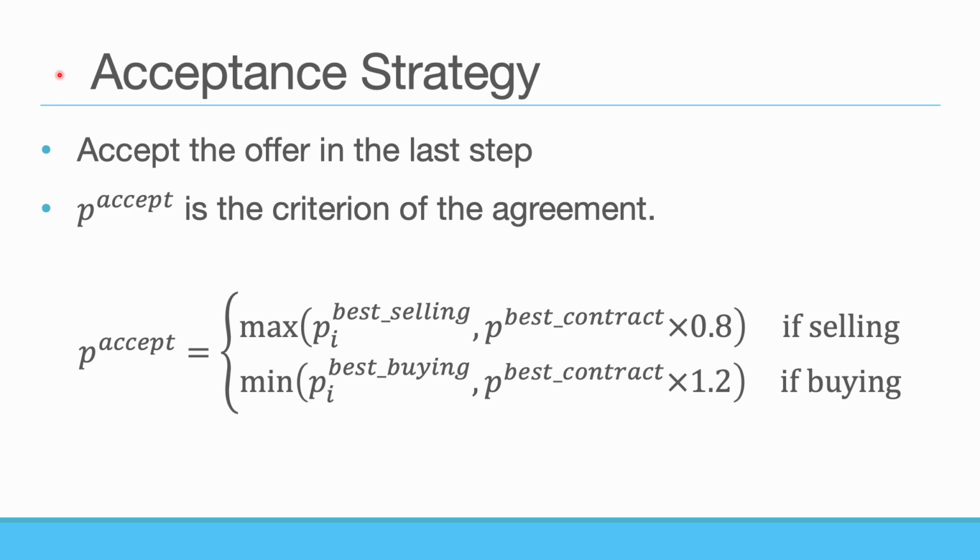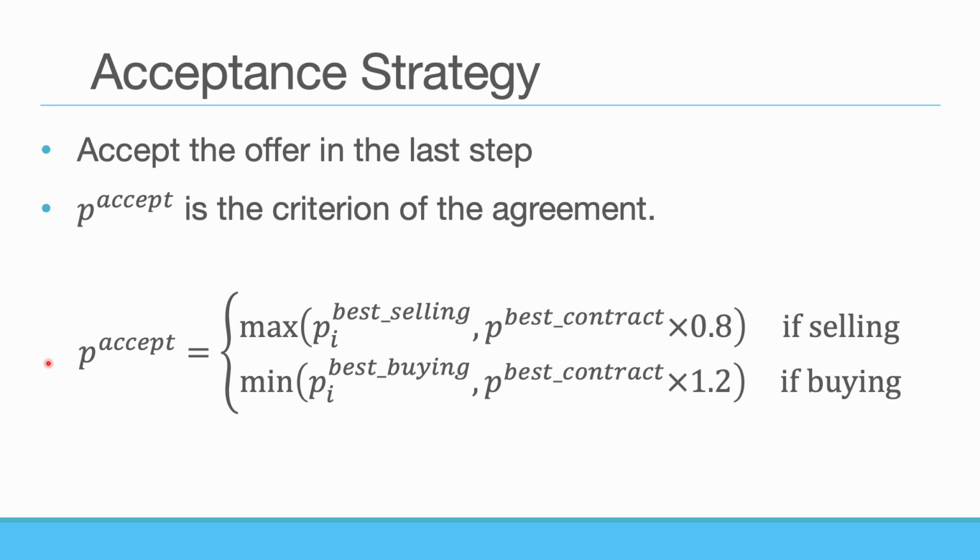Next, let me talk about acceptance strategy. This strategy aims to accept the opponent's offer in the last step. GentleS sets P accept, that is the criterion of agreement. The price is calculated with this formula.